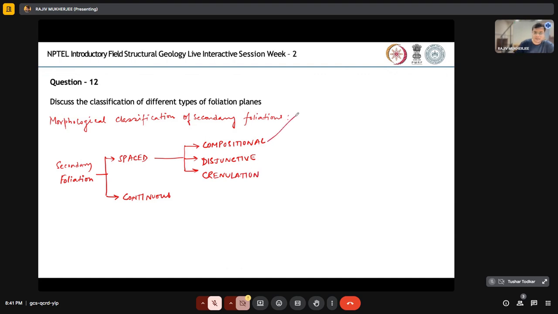So compositional spaced cleavage can then be subdivided into again two categories. One is banded and the other one is diffused.